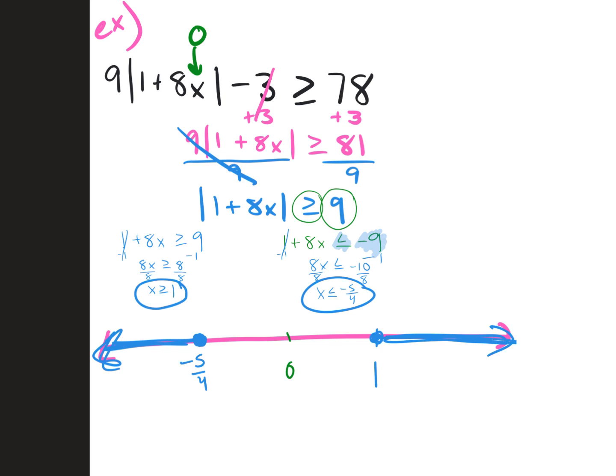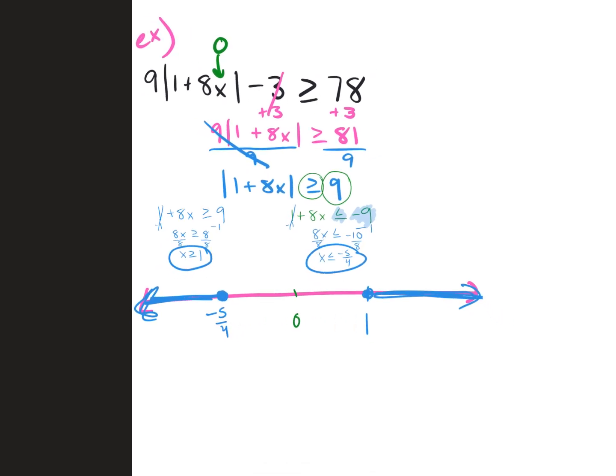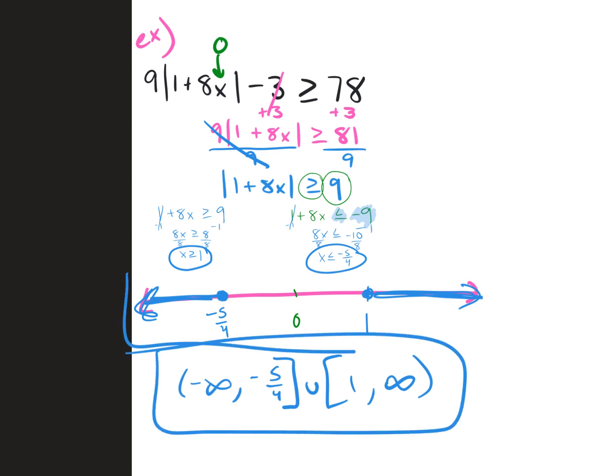We also have to write our interval notation here. How would we write our interval? Negative infinity to negative 5 over 4, bracket, and then a union. What would come next? Bracket 1 to infinity. Awesome. So this is part of our answer, this is part of our answer, and these are part of our answer.